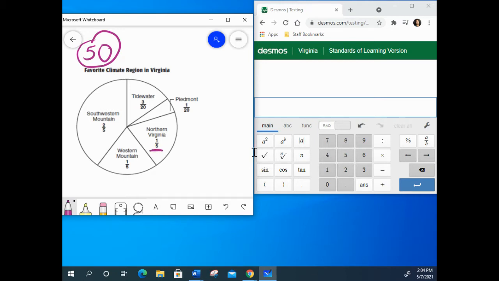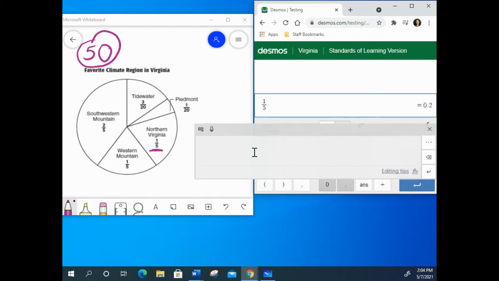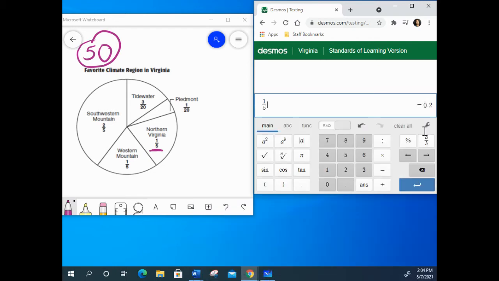So the first thing that I need to do is in my Desmos calculator, I'm going to go ahead and select 1/5. So you can type your fraction bar. At the top is going to be a 1, and down at the bottom in our denominator, it's going to be 5. Then we're going to multiply. So remember, you have to make sure you click outside of your fraction so that you can do your multiplication symbol. And we're going to multiply by the amount of people that were surveyed. In this particular case, 50 people were surveyed. So I'm going to type 50. And notice that it gives me 10. So there are 10 people out of the 50 that like Northern Virginia.